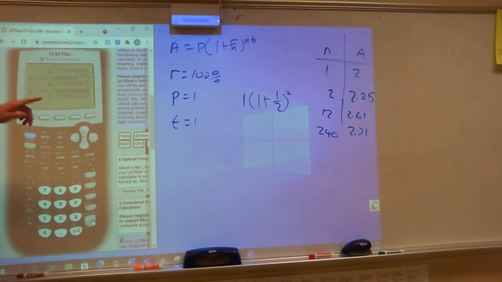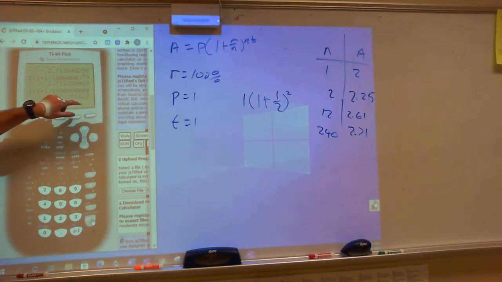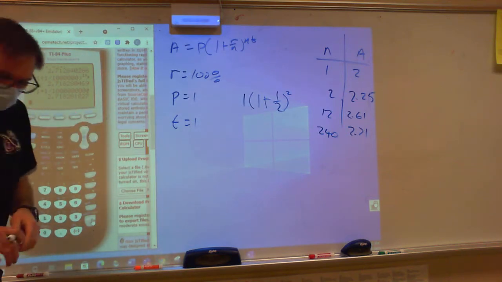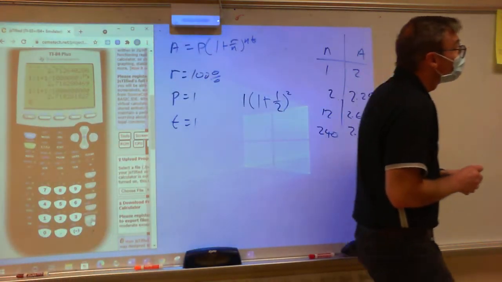But that number is kind of interesting. We're approaching something, right? Can you see, the more times I compound, it's like I'm approaching something. It's less than 3, and it looks like it's approaching this number, 2.71828. You know, I wonder where I've seen that number before.